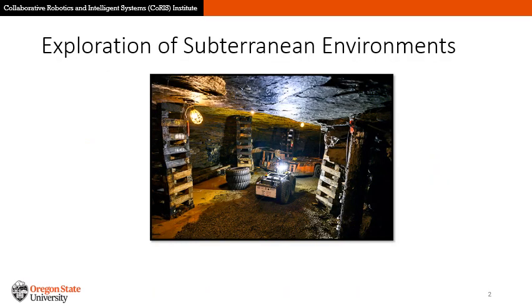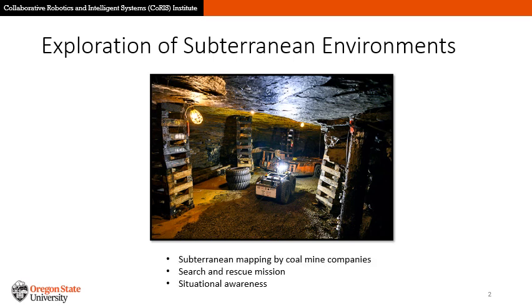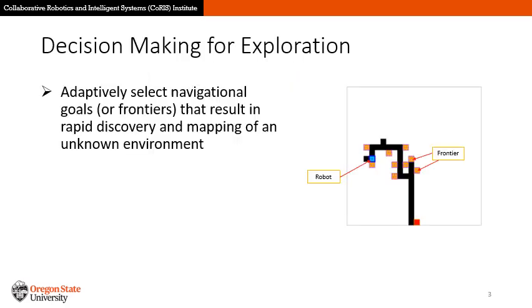Robots are increasingly tasked to explore unknown environments. Applications of robotics exploration include subterranean mapping by the coal mine companies, search and rescue missions, and for situational awareness. In order to efficiently perform exploration tasks, the robot has to adaptively select navigational goals that result in rapid discovery and mapping of an unknown environment.